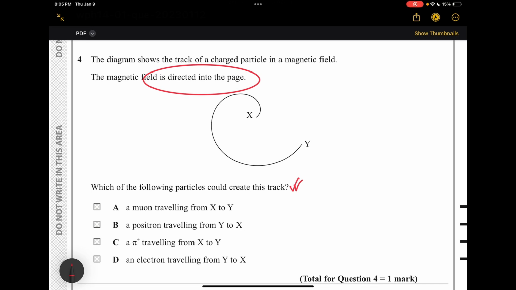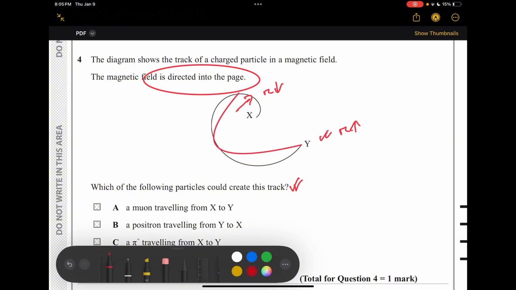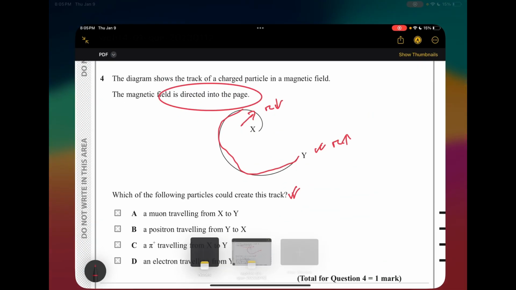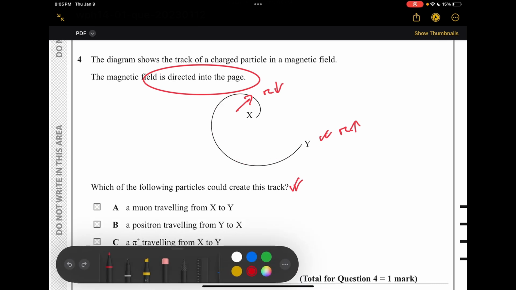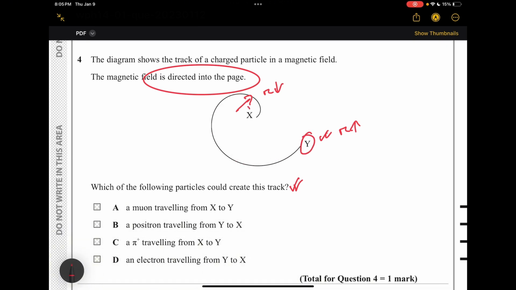When a particle is moving in a track, it loses its energy. When it loses its energy, its radius of curvature decreases. So here in this part the radius of curvature is less, and here the radius is greater. So we can say the particle is moving from Y to X. That's why as it is moving, its radius of curvature is decreasing. So our answer will be from Y to X. Here we can cancel out these two. Now the answer will be between them.